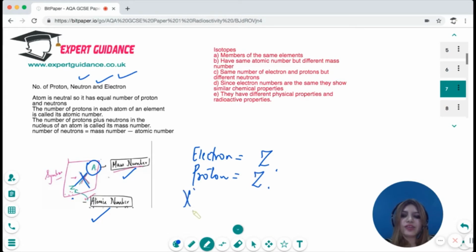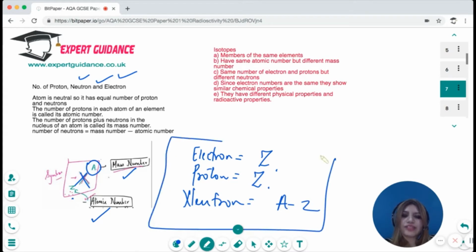And for the neutron number, you do the top number, take away the bottom number, because the top number has both protons and neutrons together.